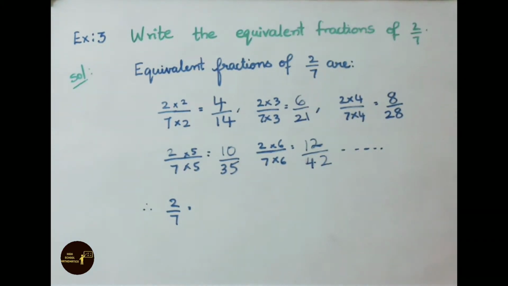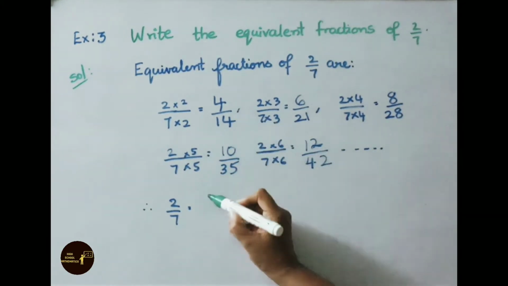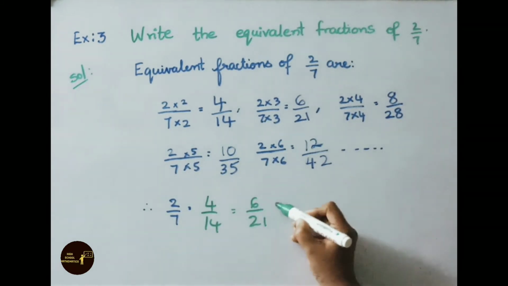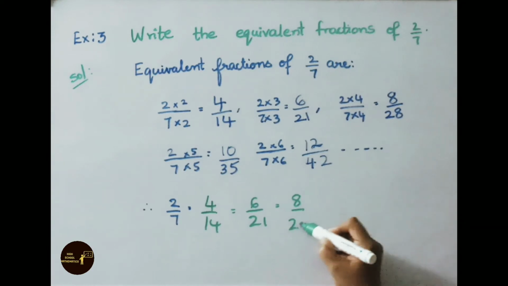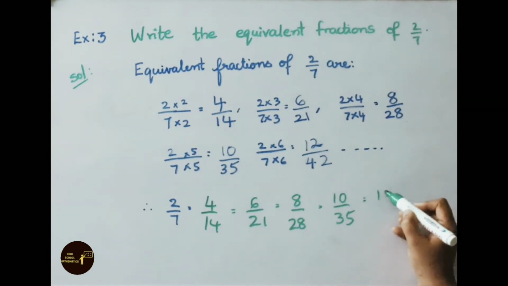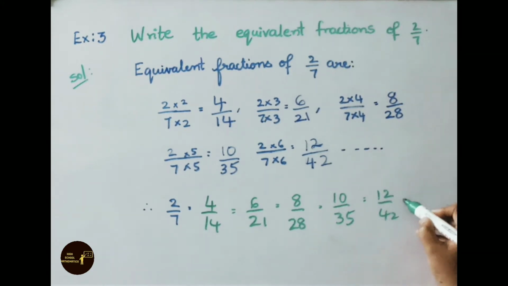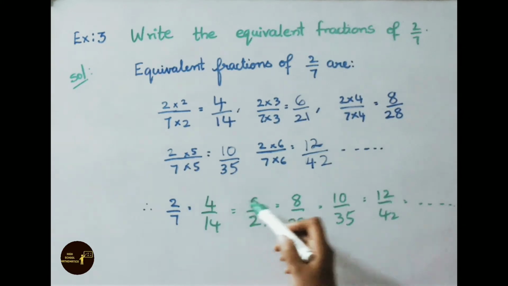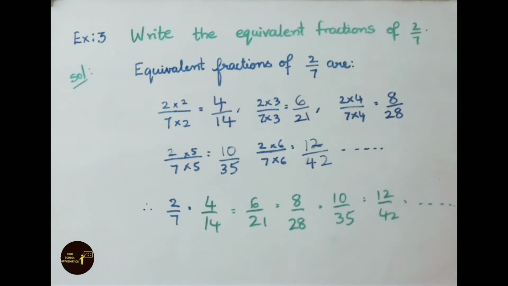And so on. Equivalent fractions for 2 by 7 are 4 by 14, 6 by 21, 8 by 28, 10 by 35, 12 by 42, and so on. If you see here, all these numerators are multiples of 2 and denominators are multiples of 7.